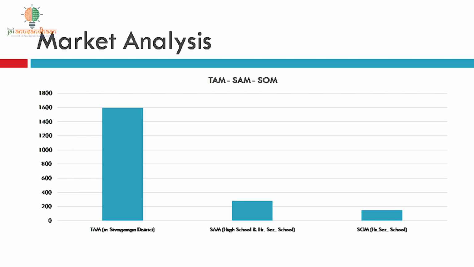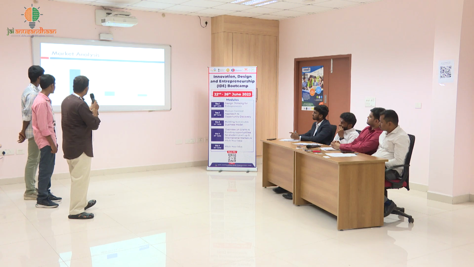So around 1,500 schools are available. Out of this, we have around 250 high schools and higher secondary schools available. We are concentrating on the higher secondary level according to the relevance.